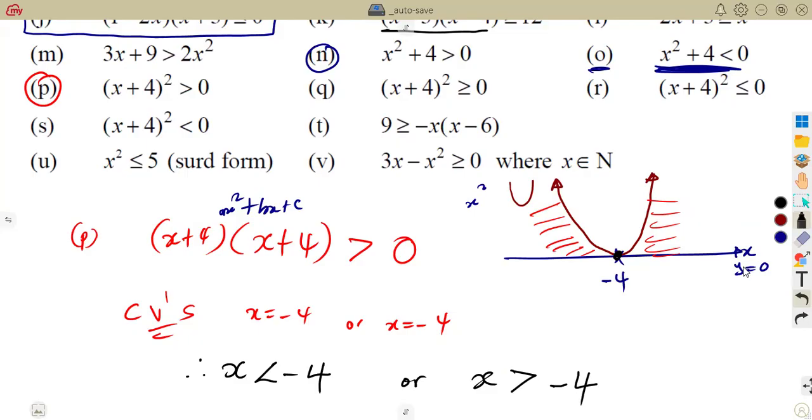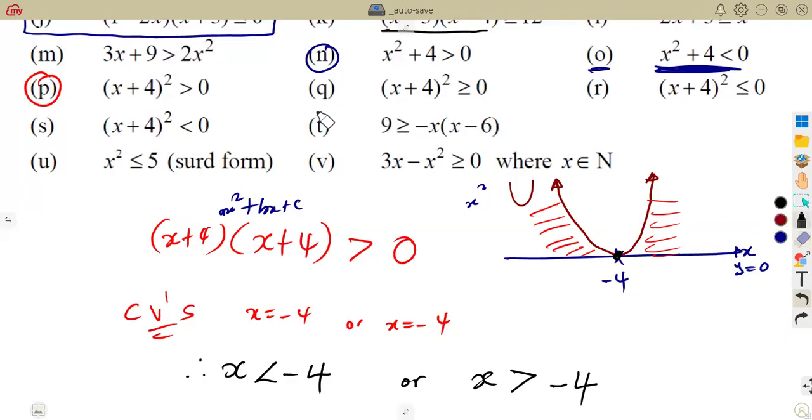So if you take a closer look, it is because we are given a condition where it is greater than 0. All right, so this is our P. I'm saying P is fine. If we move on to Q, we're going to take the same thing.